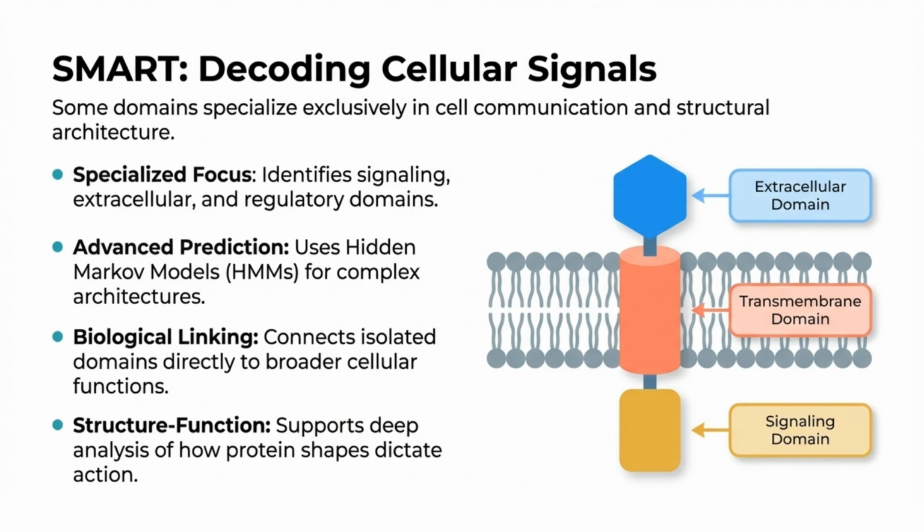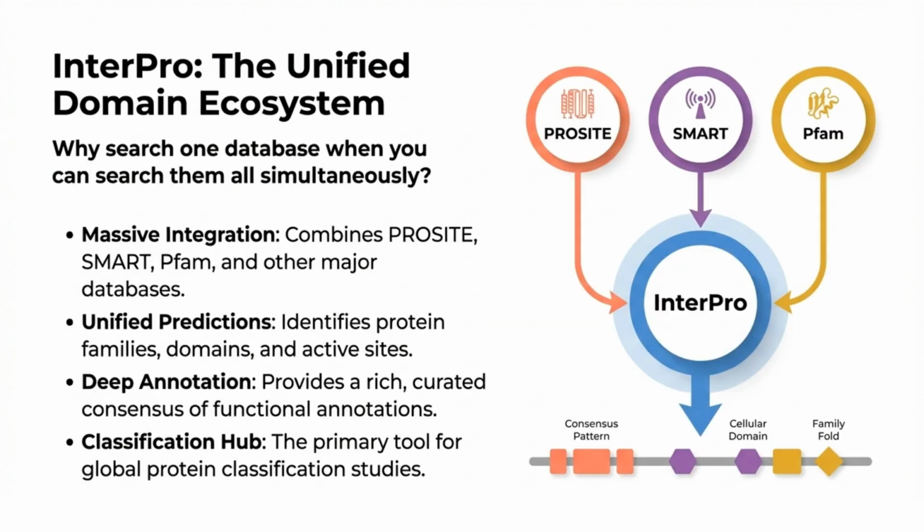But researchers often do not want to search every domain database one by one. That is why integrated resources were developed. InterPro is a very important integrative resource in functional annotation. Instead of relying on only one domain or motif database, InterPro brings together information from multiple sources, including PROSITE, SMART, PFAM, and others. This creates a more unified and reliable view of protein domains and families.